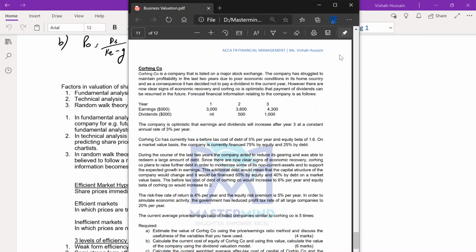We are done with the business valuation chapter. Copy the advantages, disadvantages that I am posting on the classroom of each of the methods.